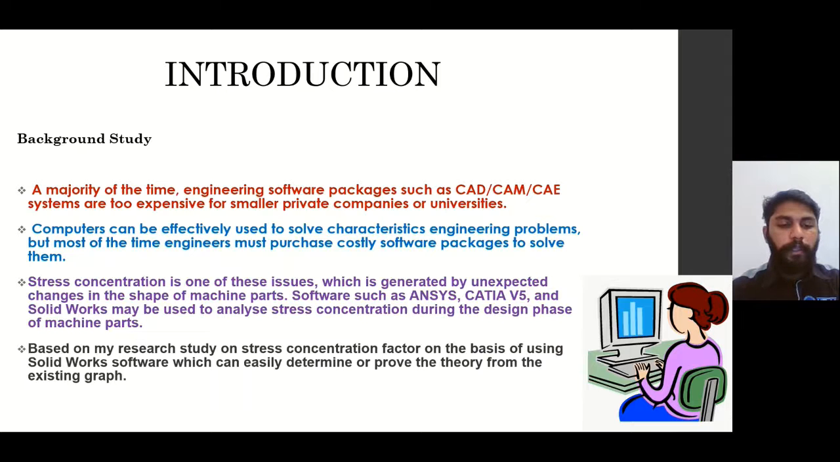Based on my research study on stress concentration factor, the basic use of SolidWorks software can easily determine or prove the theory for the existing graph. As a result, the body tends to fail where the concentration of stress is high. Thus, it is important to avoid or reduce the concentration of stress in order to prevent a body from failing.